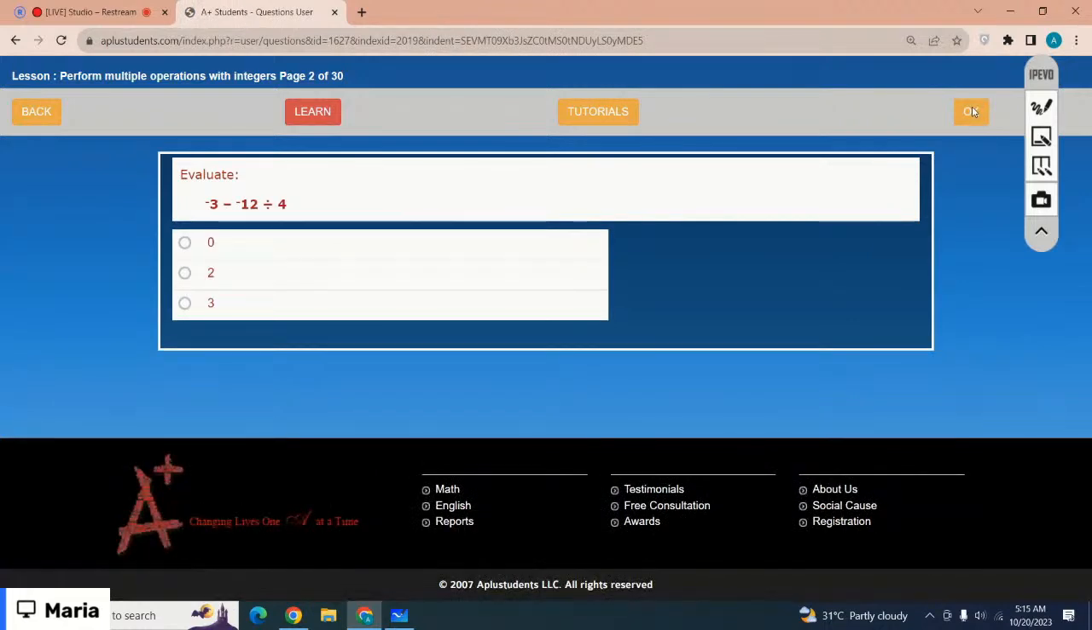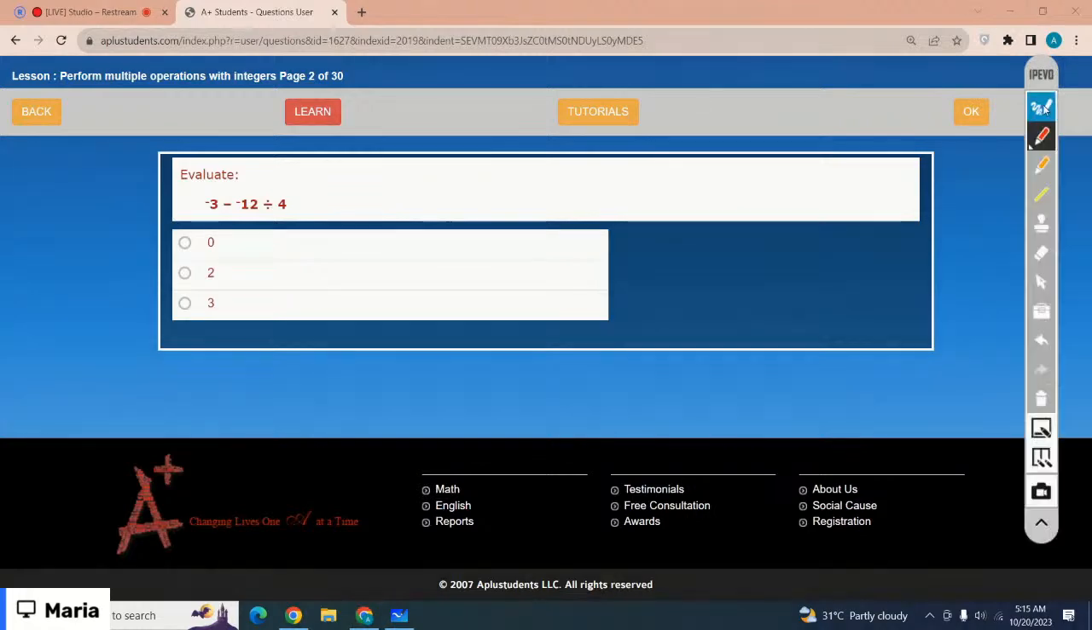Okay, evaluate. So you have subtraction and division. You have to perform division first, right? Because division has higher priority. So you have to divide first. Dividing a negative number, negative 4 divided by 4, that would be negative 3, right? Now you are subtracting a negative number. Subtracting a negative number is same as adding. So negative 3 plus 3 is 0. So the correct option is 0. Got it?